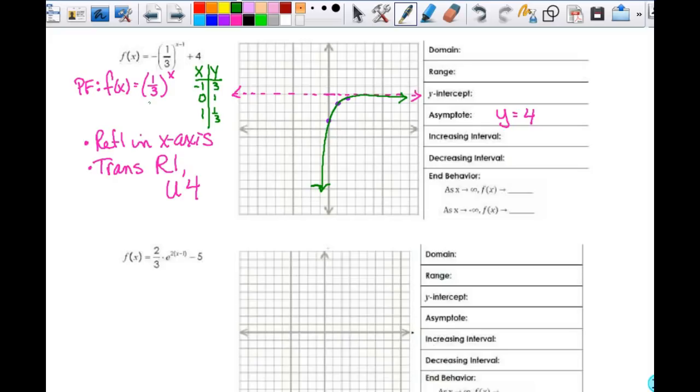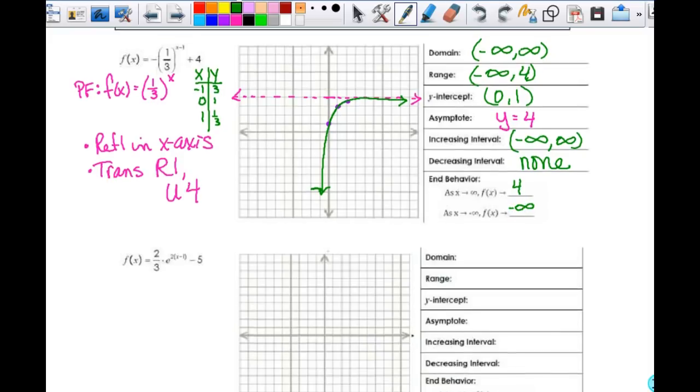Okay, so my domain for every exponential is going to be -infinity to infinity. The range is what's going to change. This one goes from -infinity to 4. My y-intercept is at (0, 1). It's increasing the entire time, which means it's not decreasing at all. As x approaches infinity, f(x) approaches 4, and as x approaches -infinity, f(x) approaches -infinity.